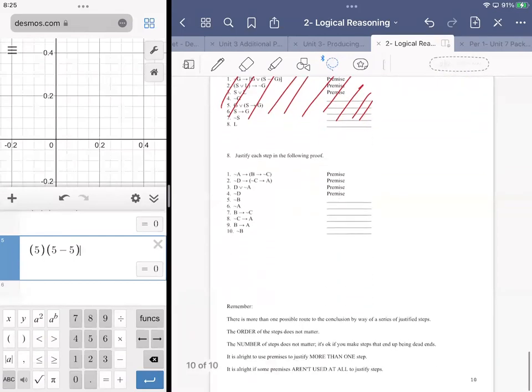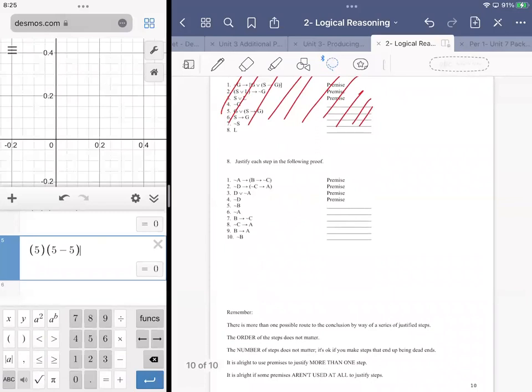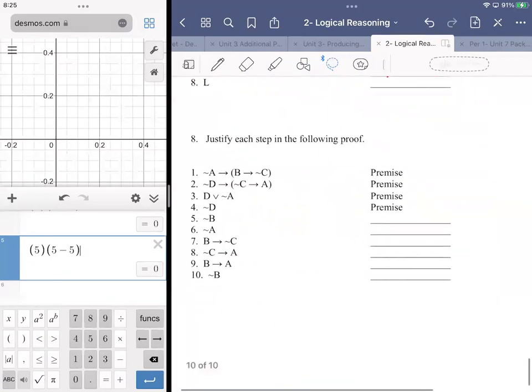So the last one: justify each step in the following proof. Same deal. You look at the different components, and it's really the standalone things that help you make the conclusions. So you have that not D. That not D is something you could rely on to be true. When they tell you it's a premise, we're saying assume that's a true statement. Just go with it.